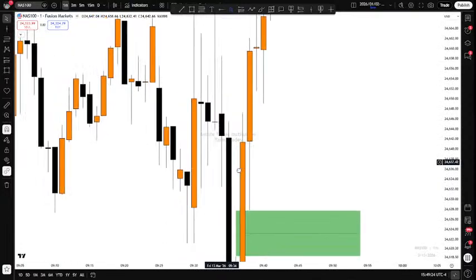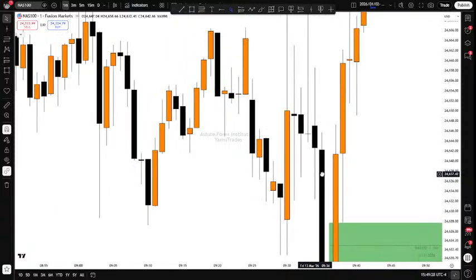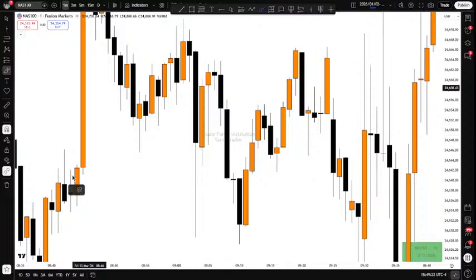Let me just show you. This is it. You see this candle wick and this candle wick, then we have this here, this candle wick and this candle wick. You see, there's no gap in between here, so the price is really balanced.